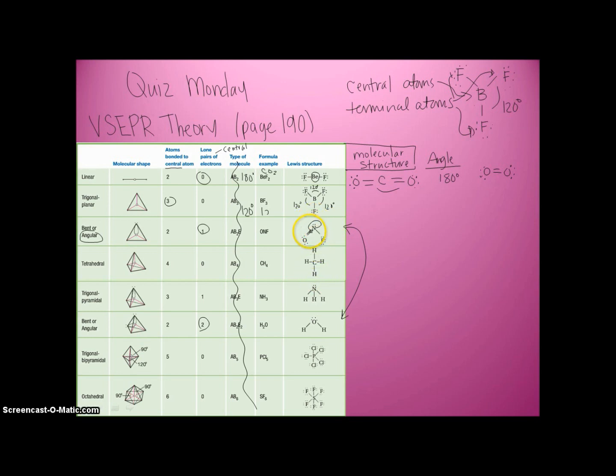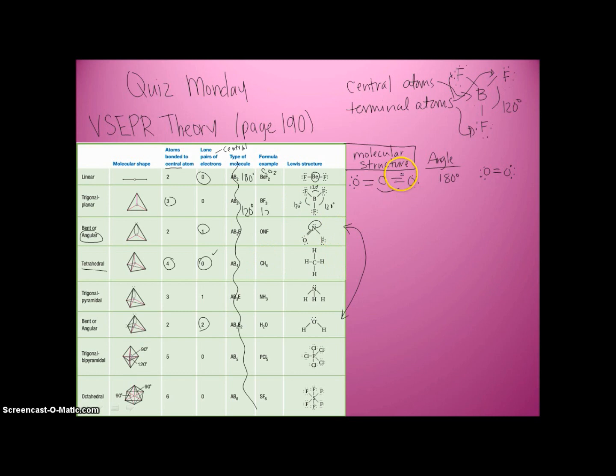And I've talked about it a little bit, but we're going to talk about it again. Okay, so tetrahedral is our next one. It has 4 terminal atoms. It has 0 lone pairs, very important. And methane is a great example of this.